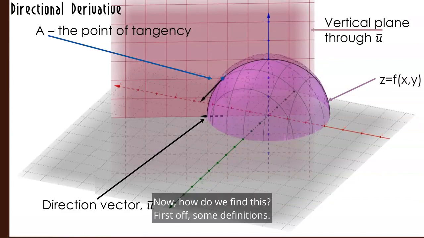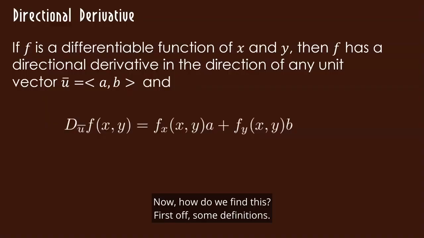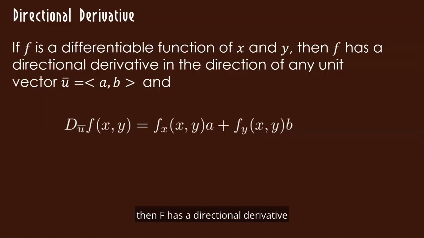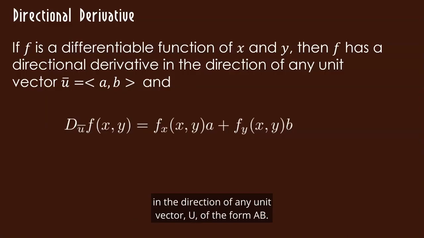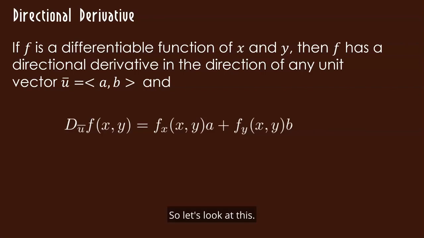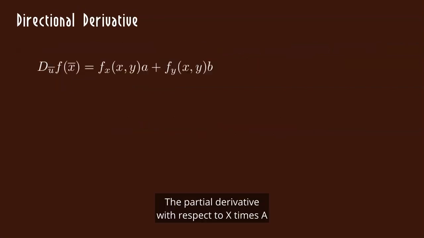Now how do we find this? First off, some definitions. If f is a differentiable function of x and y, then f has a directional derivative in the direction of any unit vector u of the form a, b. And the directional derivative is the partial derivative with respect to x times a plus the partial derivative with respect to y times b. So let's look at this. The partial derivative with respect to x times a plus the partial derivative with respect to y times b.